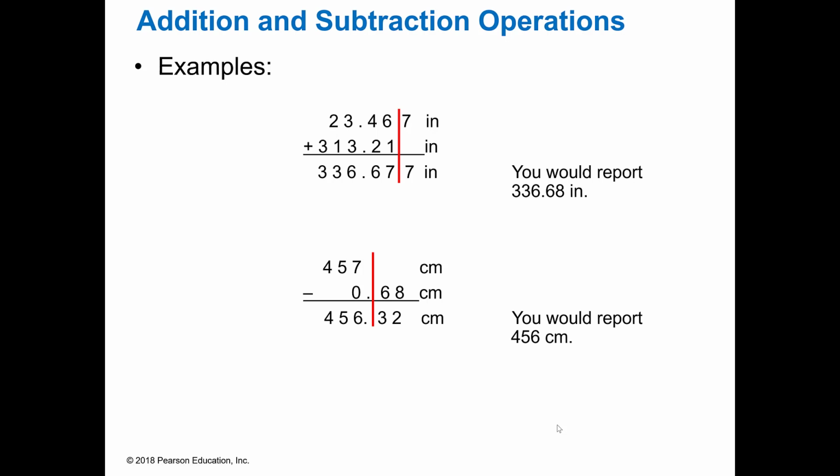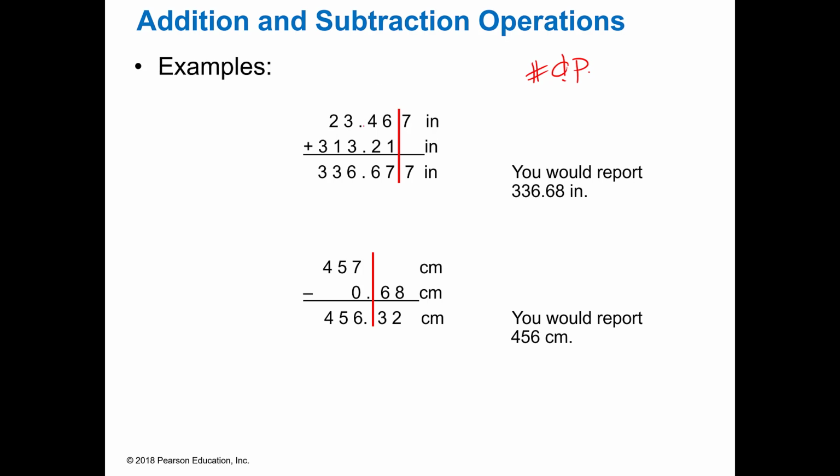Now, that was multiplying and dividing, and you use the lowest number of significant figures. When you add and subtract, you're going to use the lowest number of decimal places. The lowest number of decimal places.